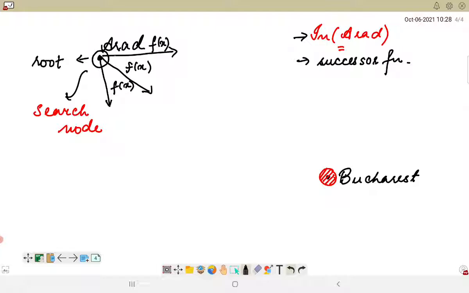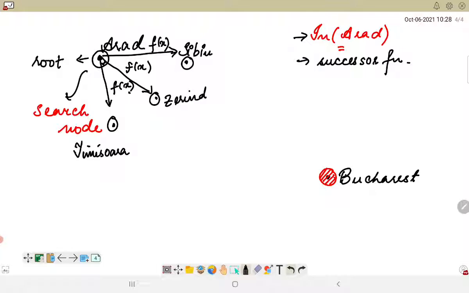where while expanding Arad, I can reach up to Sibiu. Okay, so Sibiu is another point. Then I can reach up to Zerind maybe. And the third point, I can reach up to, let's say, Timisoara. Right? So these are the three different points which I will be able to reach when I am applying the successor function to the initial state. And it will generate these three new states.